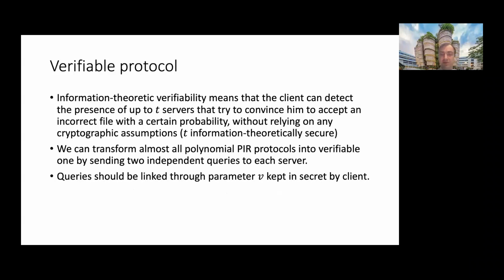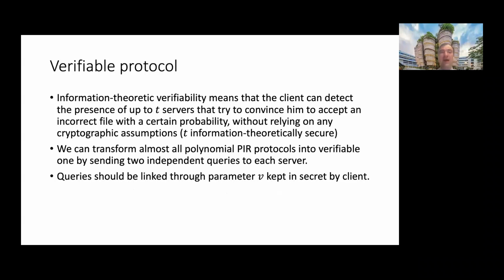So after the introduction of private information retrieval protocols and different levels of resistance to adversarial behavior, I can move to a verifiable protocol and explain how we can make almost all private information retrieval protocols verifiable, or in other words, how we can check whether the file which we retrieve is correct or not.